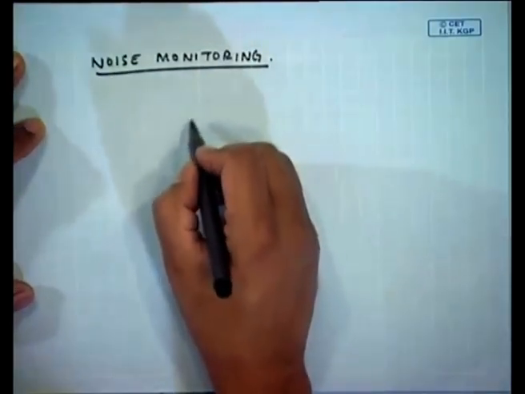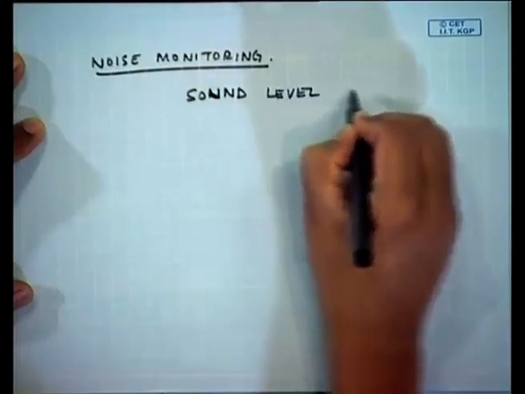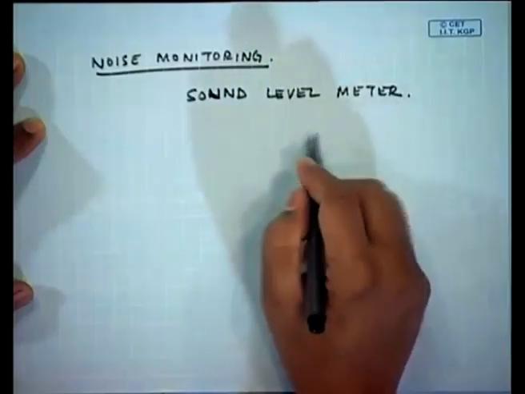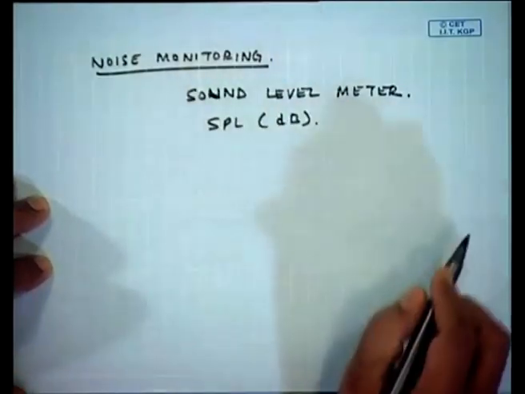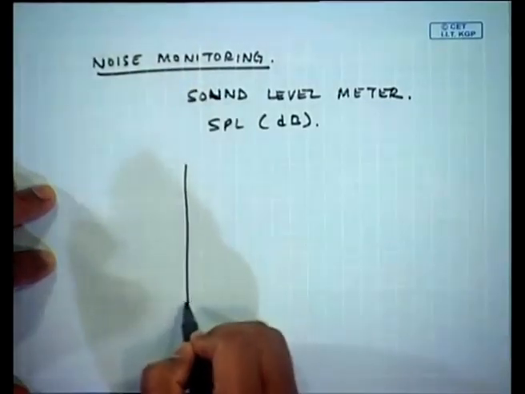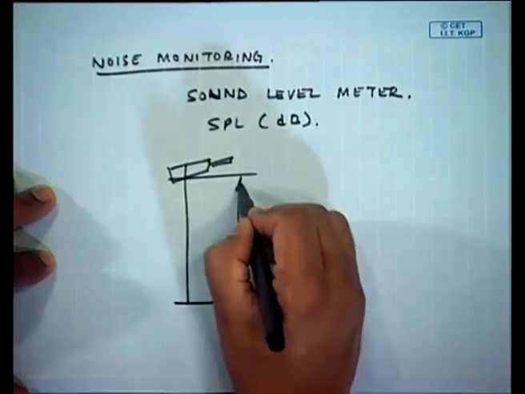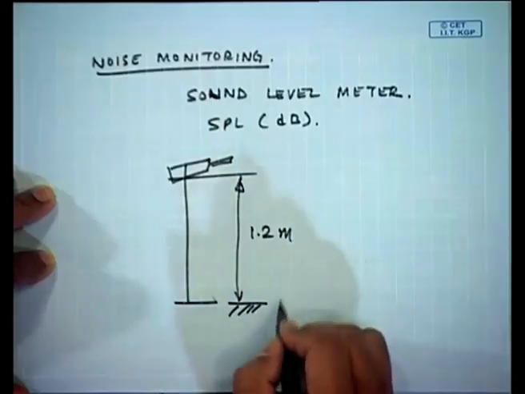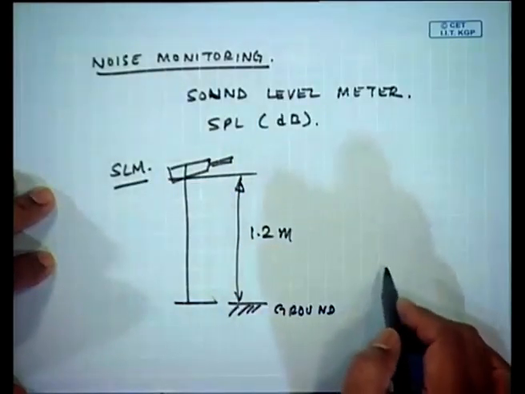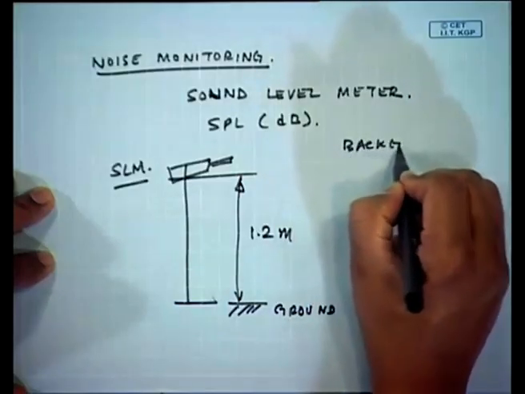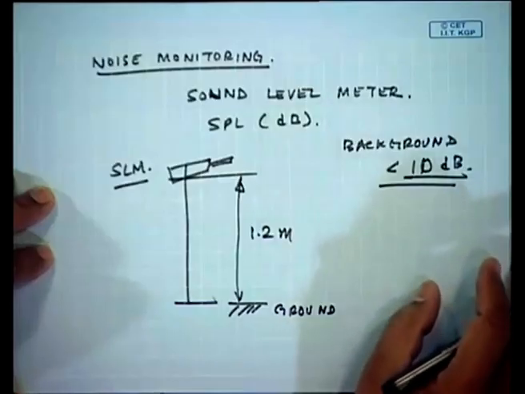The measurement is done by a sound level meter, which has a microphone and a built-in microprocessor circuitry, which gives the SPL in decibel. Now, the convention is that this sound level meter should always be at a distance of about 1.2 meter from the ground. Okay. And again, ensure that the background is less by 10 decibels. That is only one thing you have to take care of.